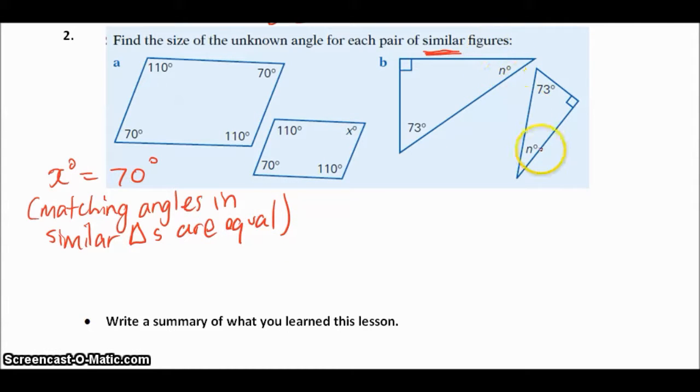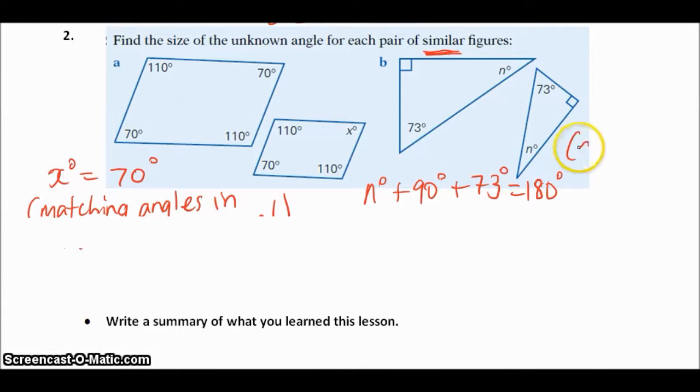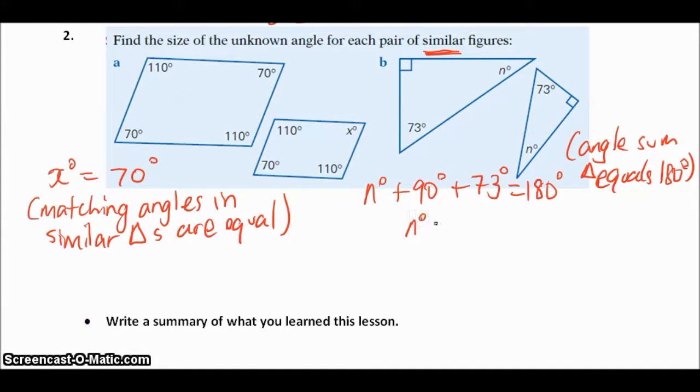And similarly for this one, okay, I am missing this angle, so I might need to do a pre-step first, but I know the angle sum of a triangle, so I can write n plus 90 plus 73 is 180, with my reason, of course. Angle sum of a triangle equals 180 degrees. Now I know that, so I can figure out what n is. N plus 163 equals 180. Okay, now I want you to figure out what n is from there and then tell me what they're equal to and why.